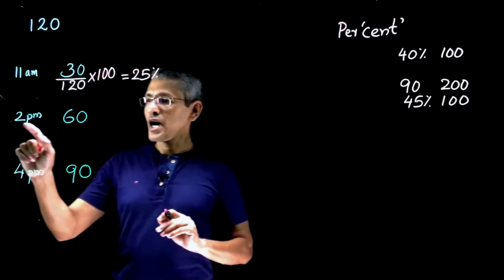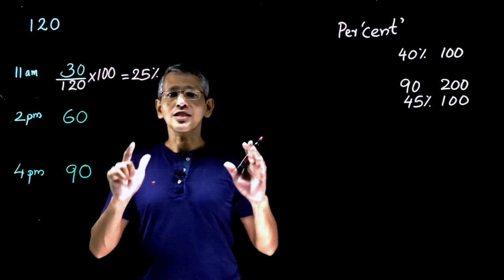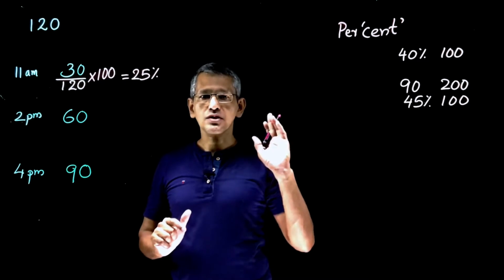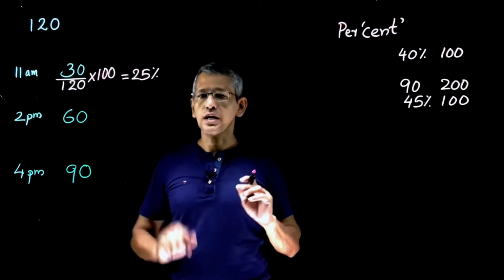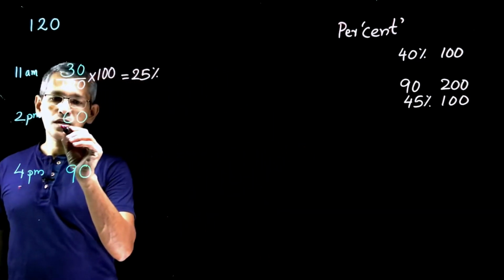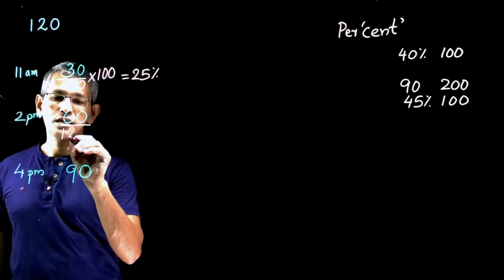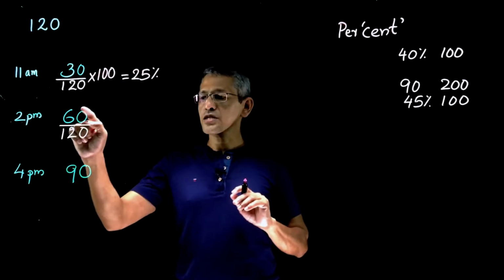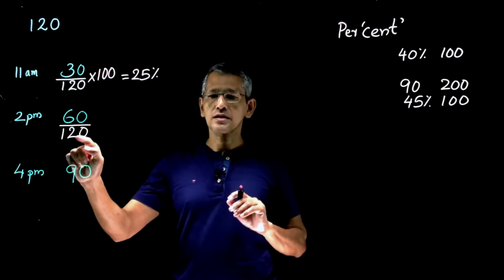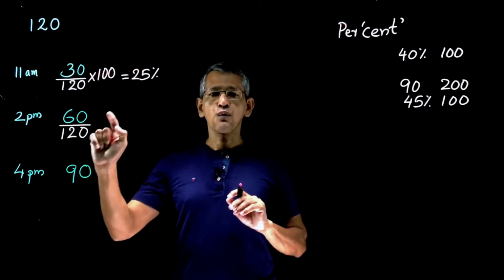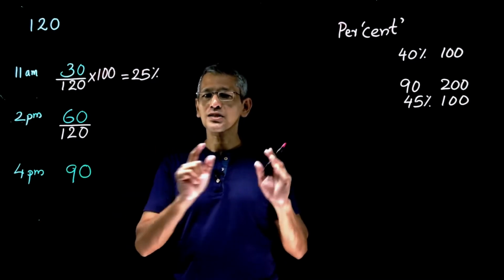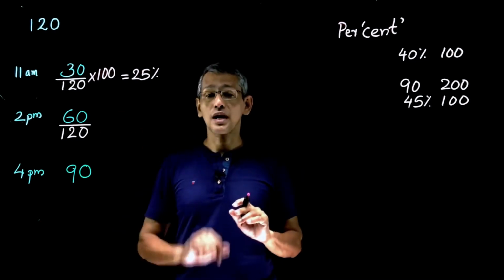Next, at 2 p.m. he sold a total of 60 pieces out of 120. So what percentage of the total is sold at 2 p.m.? 60 is sold out of 120. Now look at it. 60 by 120 is 1 by 2, right? 1 by 2 into 100 is 50. So it is 50 percent.